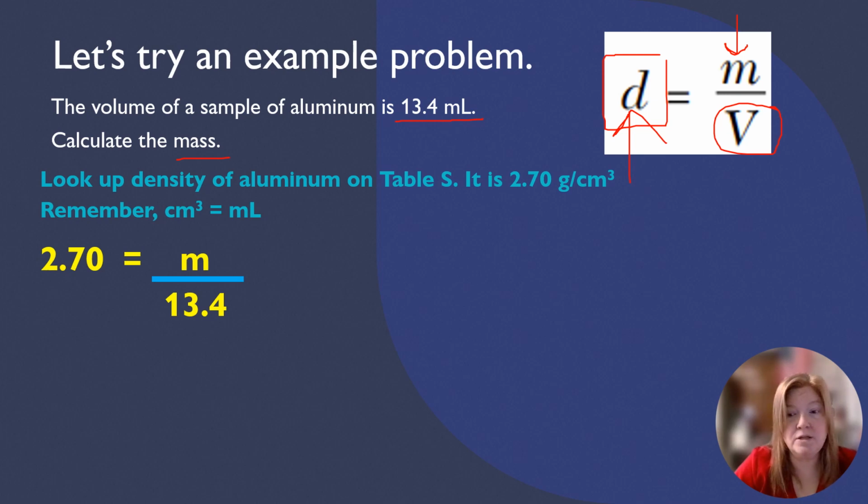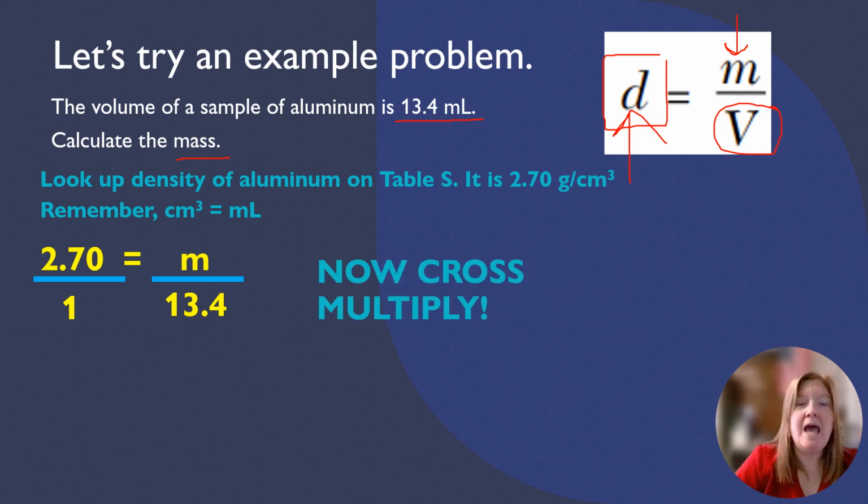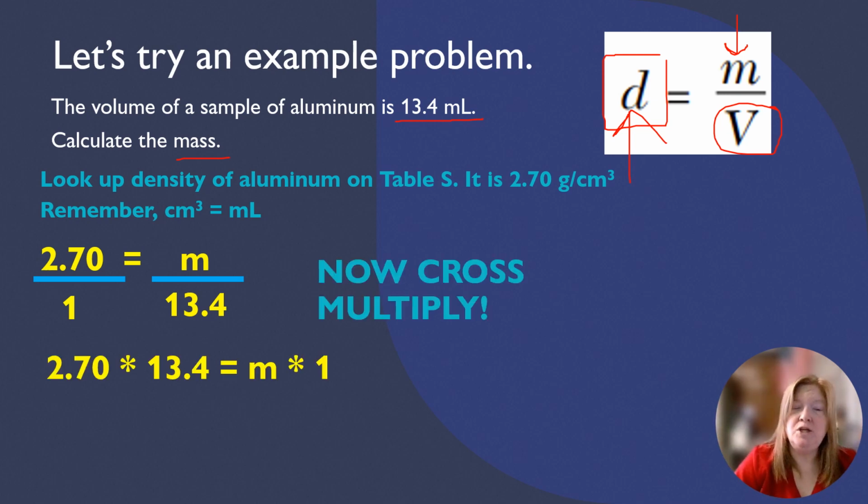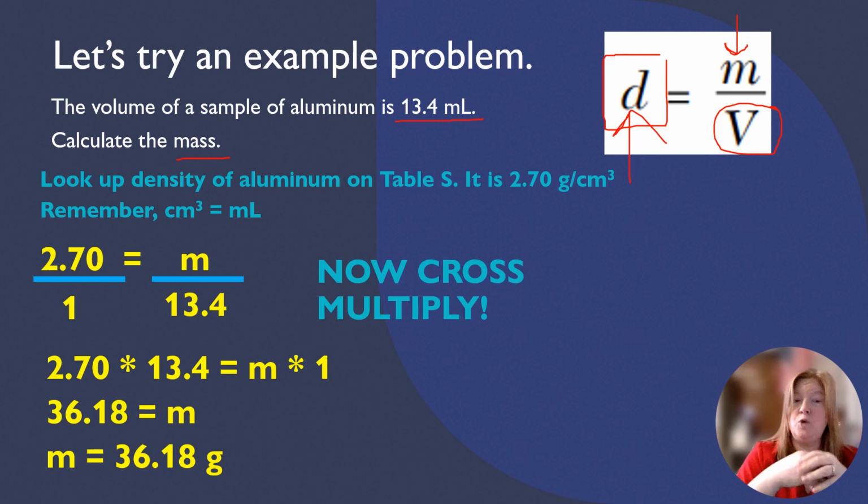Now, before you start to solve this problem, if you are math strong, do this how you want. I'm going to show you a way where students make fewer errors. I'm going to put this side over 1. Why? That doesn't change the number. I can divide anything by 1 and it's still the same number, right? And now I can cross multiply. So I get this when I cross multiply, okay? I plug those numbers into the calculator. That equals M. And what did M stand for? Mass, right? So that unit is grams, okay?